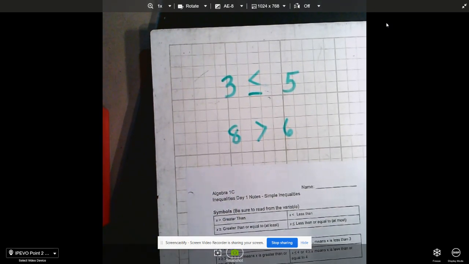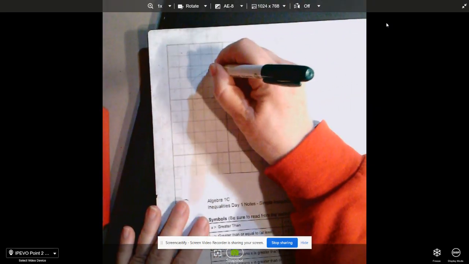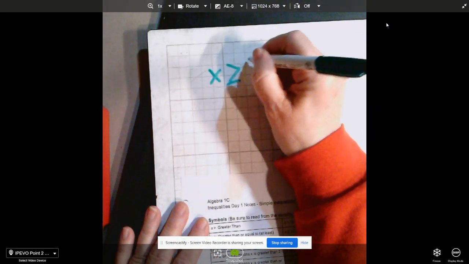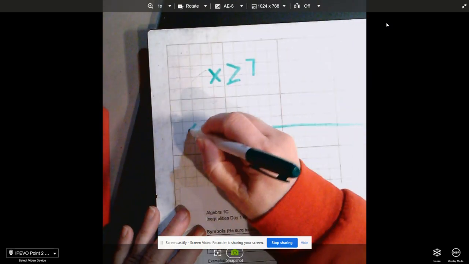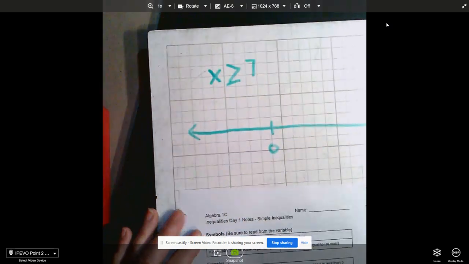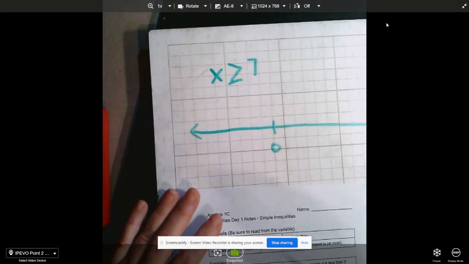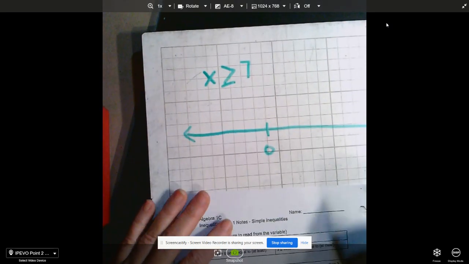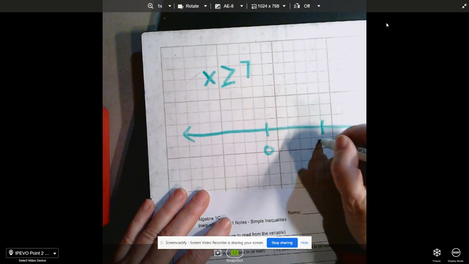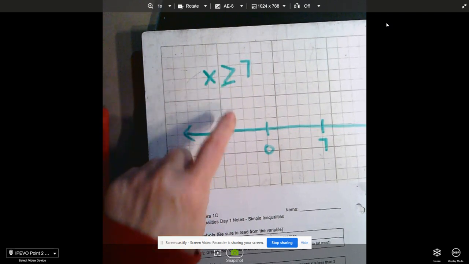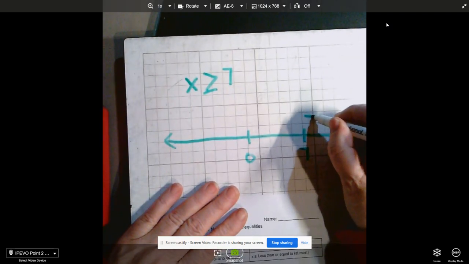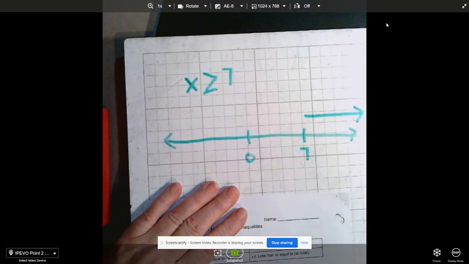All right, so now let's take a look at how we would graph these. If I have x is greater than or equal to 7, you're going to make a number line. It's always a good idea to place 0 on your number line. You don't have to put in all the numbers if you don't want. You could just put where 7 is. And then if it's greater than 7, you know it's going to be all the values going this way.